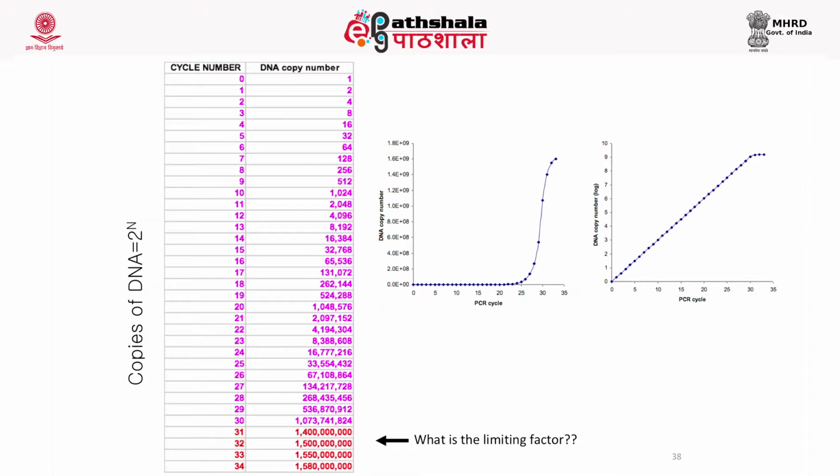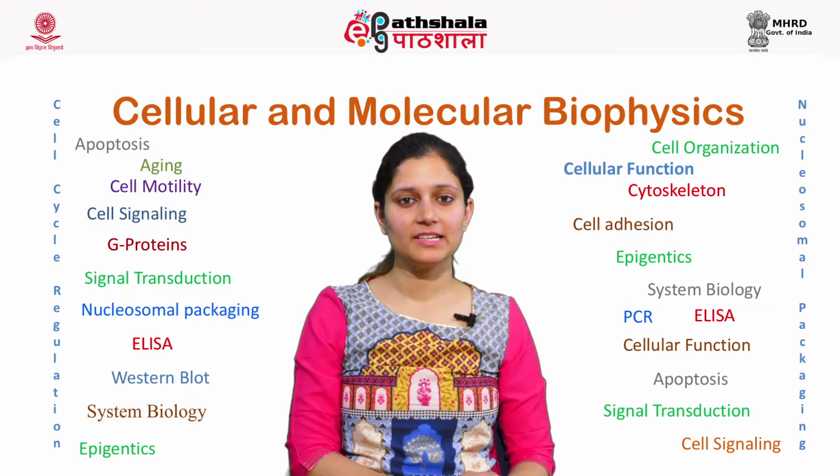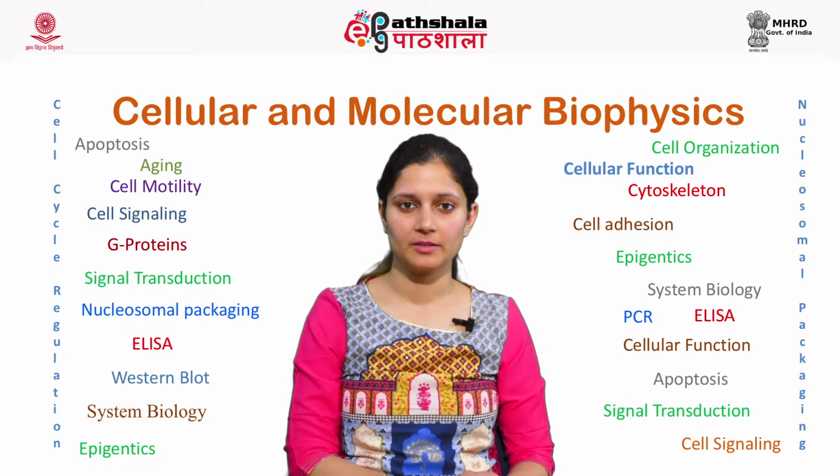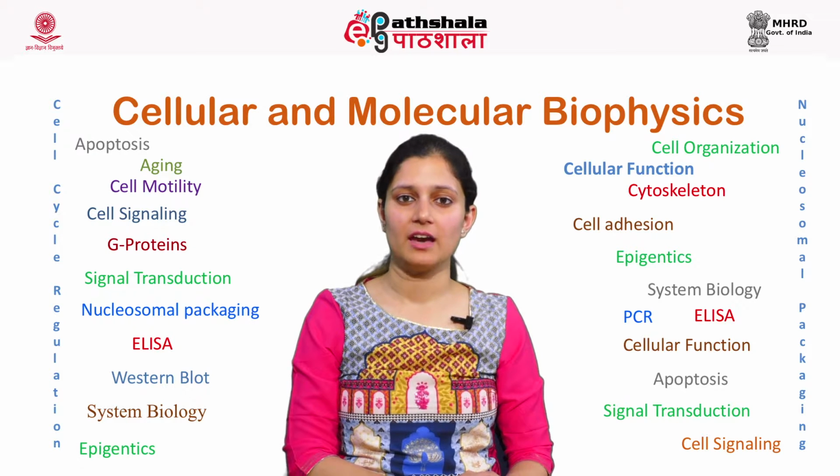Also, you can see the 2 graphs on the right where the DNA copy number is plotted against the PCR cycle number, and you can appreciate in both of these graphs that after cycle number 30, the exponential amplification does not happen. Let us understand why. To understand the limiting factors after 30 or 35 cycles of PCR, let us understand the phases of a PCR reaction.